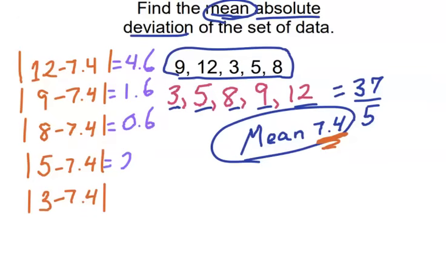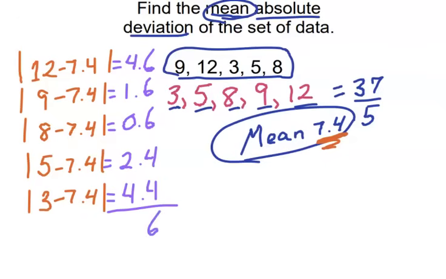But remember, we're not worried about whether it's positive or negative. We just want to know how far away it is. 3 minus 7.4 equals negative 4.4. But again, who cares if it's negative? And then we just add these up. So we have 6 and 6 and 6, which is 6 times 3 is 18 plus 8. 18 plus 8 equals 26.